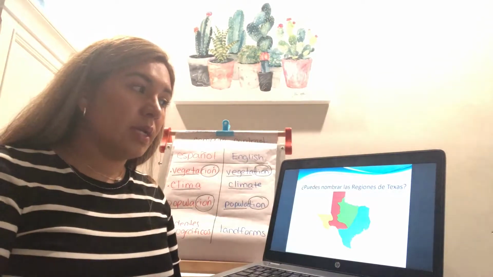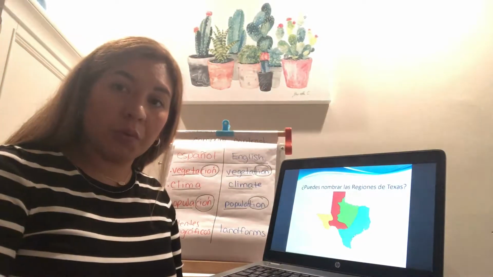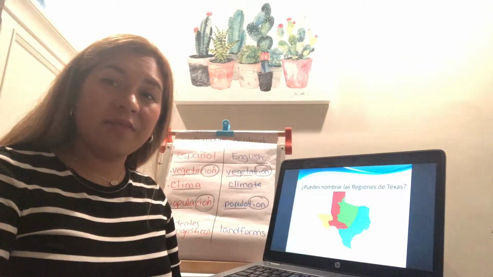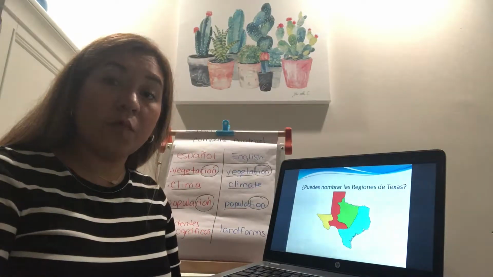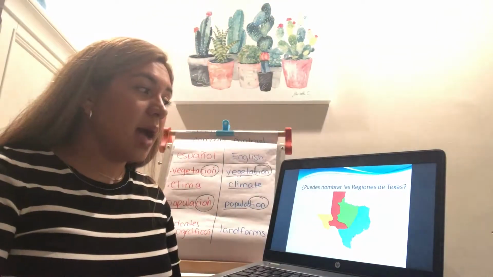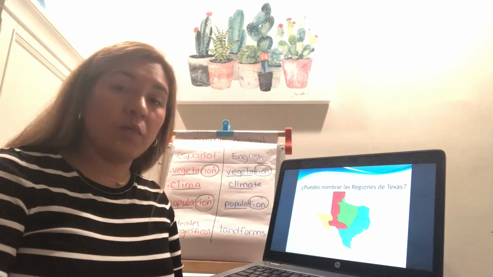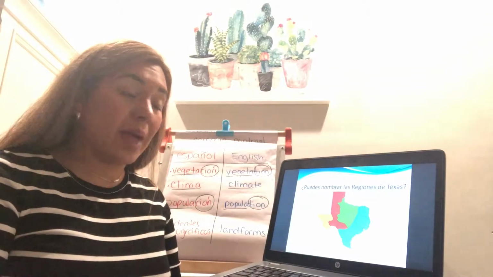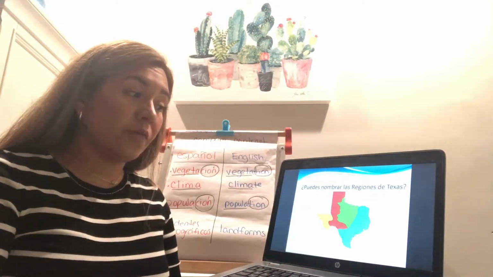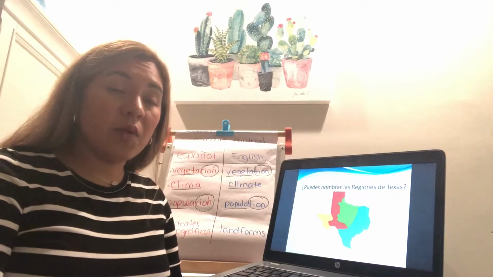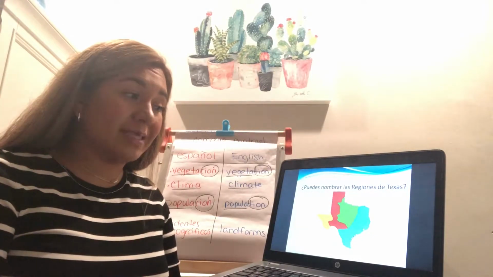After introducing new and complex vocabulary to my students, I want to continue with the questioning. One thing that I would do is put them in groups or pairs and have them name the 4 regions of Texas for me. Basically, I would ask them, ¿Puedes nombrar las regiones de Texas? I would show them a map of Texas that would be color-coded for each region as a visual representation.